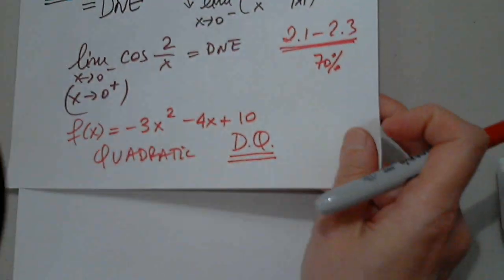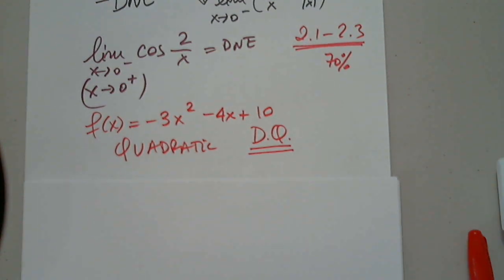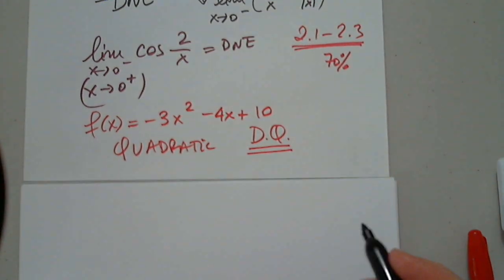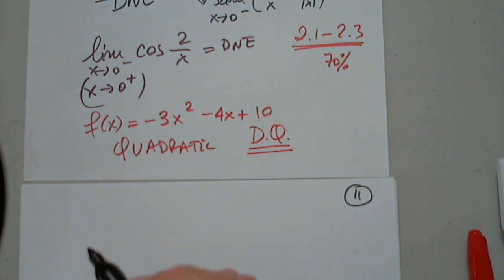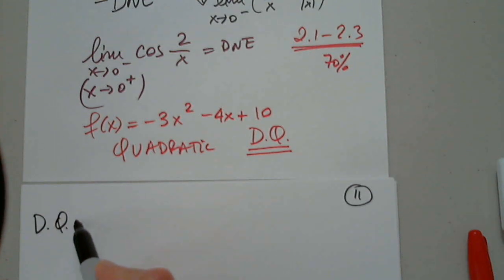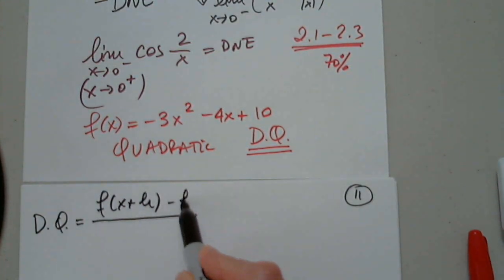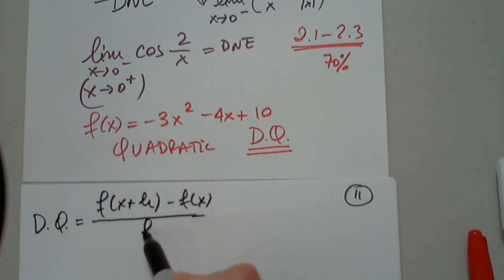Again, can anyone get us started? What is the difference quotient? What does it equal to? Wouldn't you just start with your zeros? What is the definition of the difference quotient? f of x plus h minus f of x over h. Perfect.